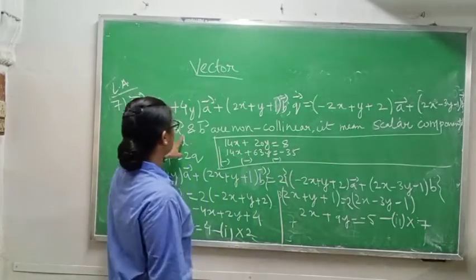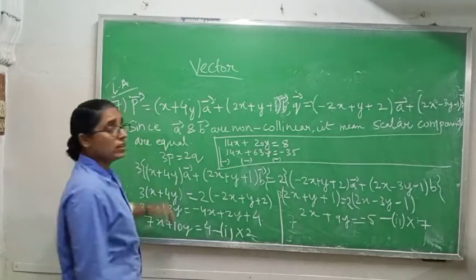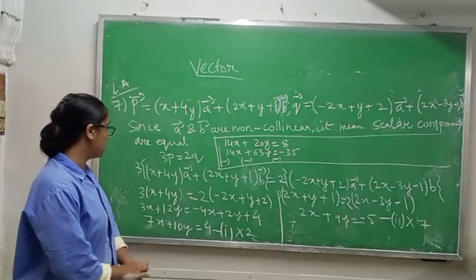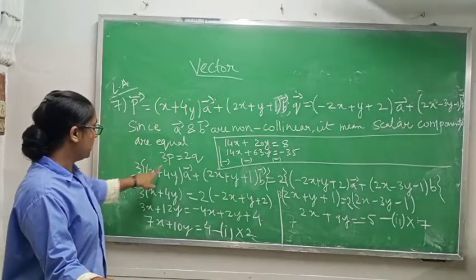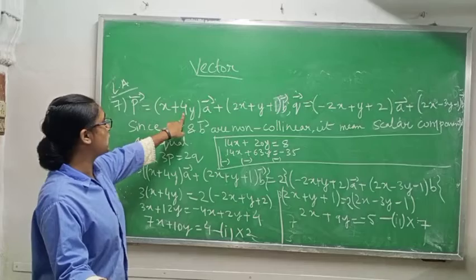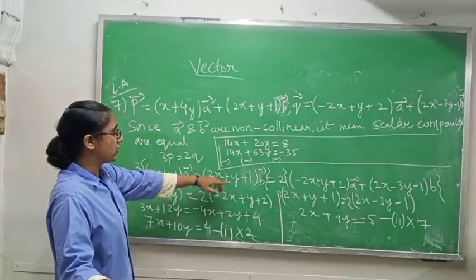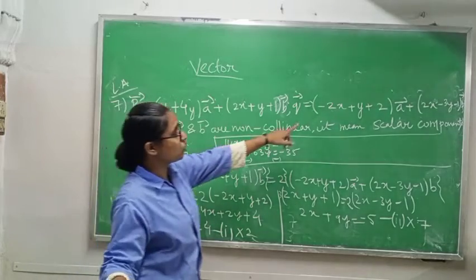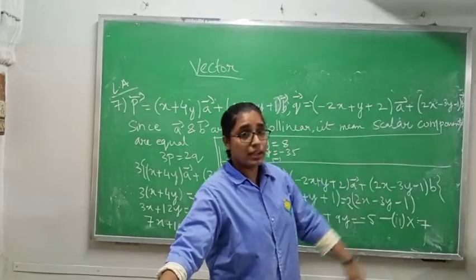So what I have written says A and B are non-collinear, which means the scalar components are equal. Whenever they are non-collinear, the scalar components will be equal. So 3P equals 2Q. I am writing 3 in place of 3P: x plus 4y A vector plus 2x plus y plus 1 B vector. Then 2Q, I am writing 2 in place of 2Q: minus 2x plus y plus 2 plus 2x minus 3y minus 1.